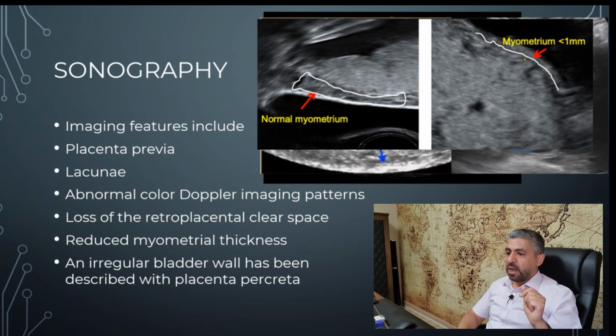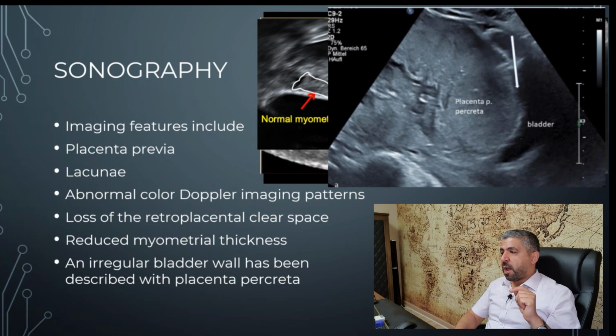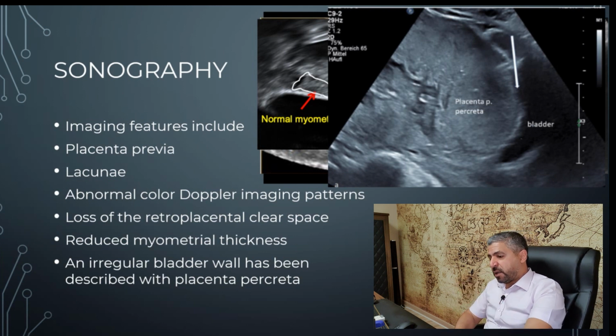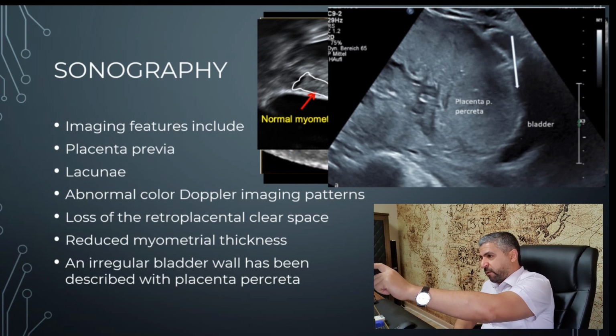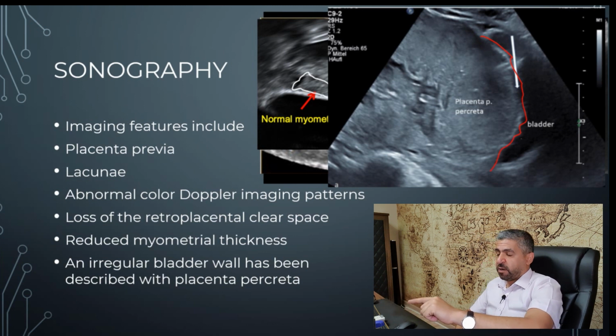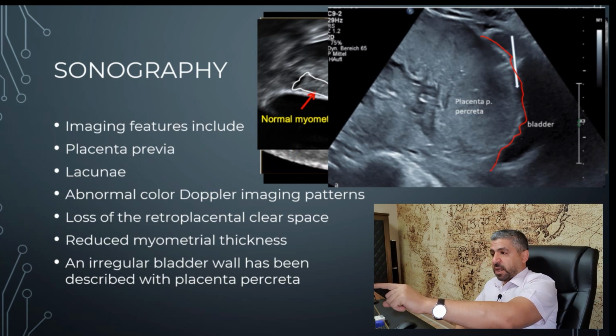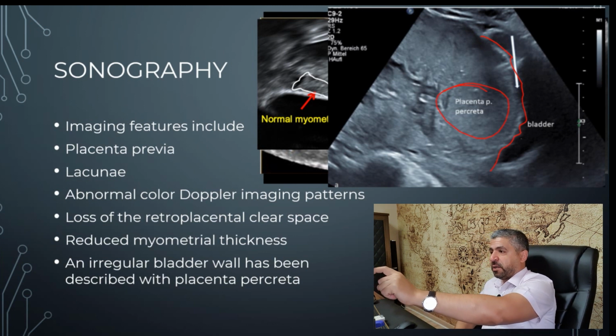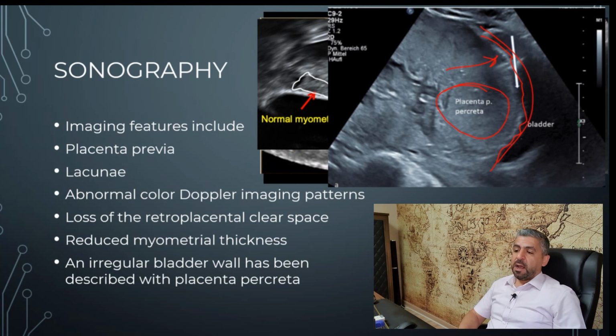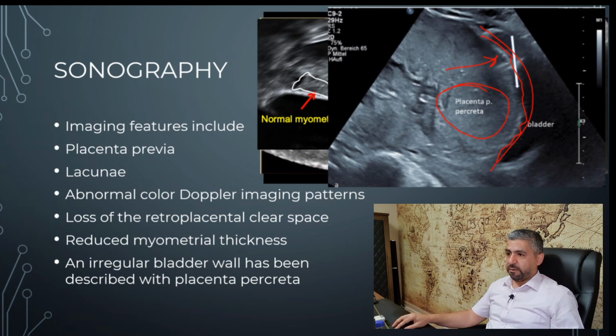This is suspicious. And finally, we should look for any irregularity of the urinary bladder wall. If we see this irregularity of the wall of the urinary bladder, it means that probably you have placenta percreta. The placenta has invaded the myometrium and now it's invading the adjacent organs. So these are the features in sonography.